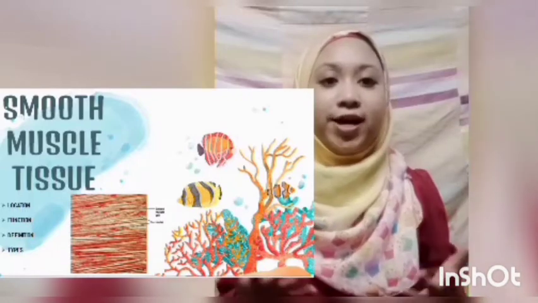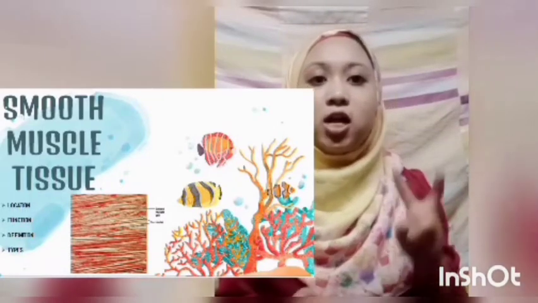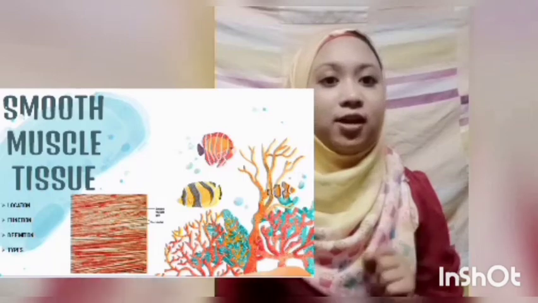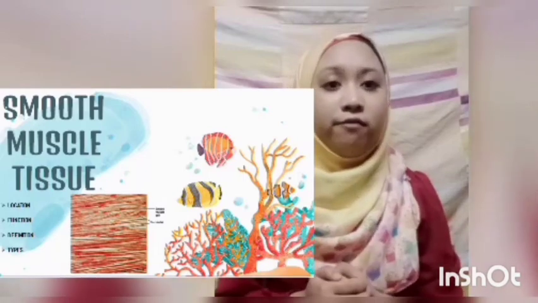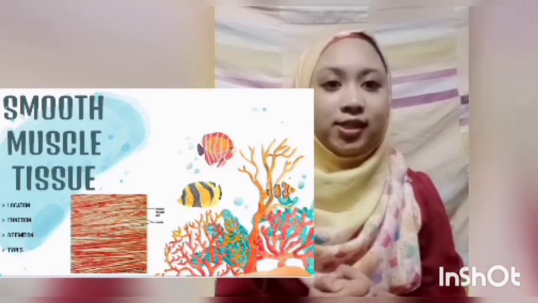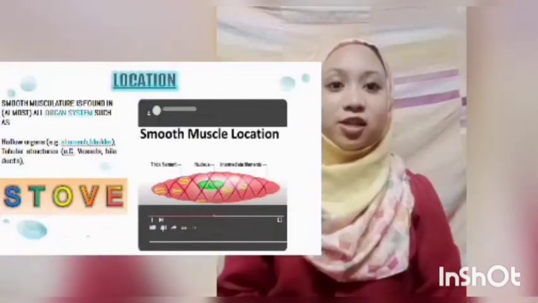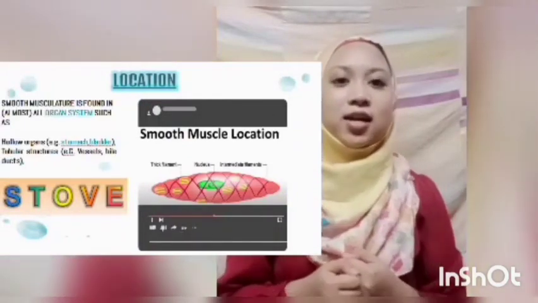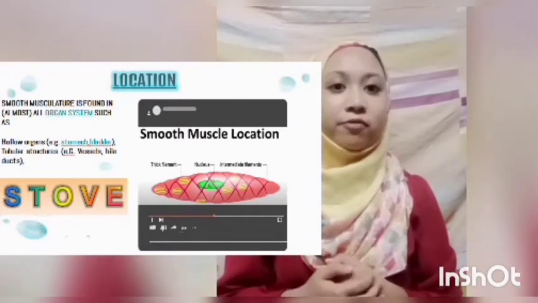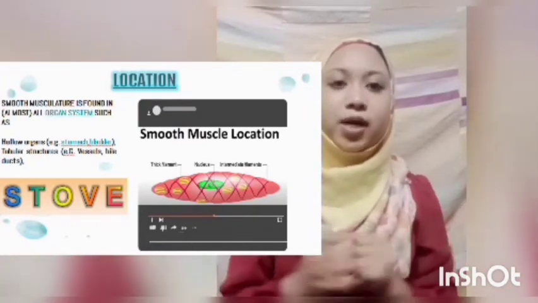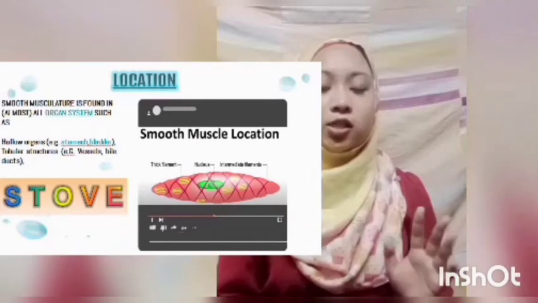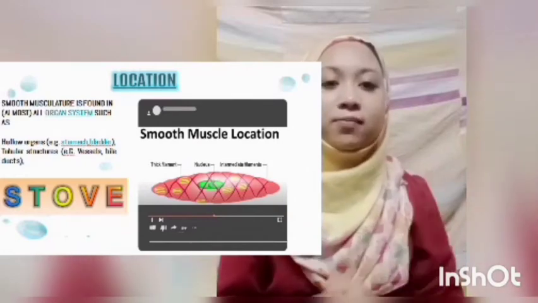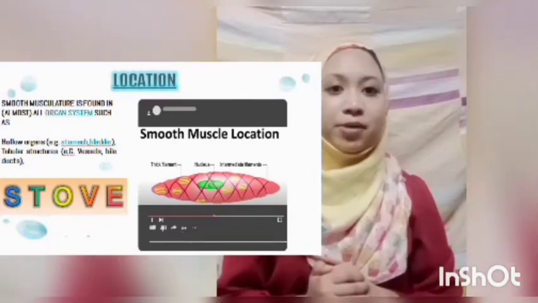Let's go. Smooth muscle tissue is quite different when we compare it to the other two muscle tissues, which are cardiac and skeletal. However, it still shares some similarities. First of all, let's talk about the location of smooth muscle tissues. Actually, smooth muscle tissues can be found throughout our body, but to remember all of the main locations, I found one mnemonic that helps us remember. Just remember the word STOVE.